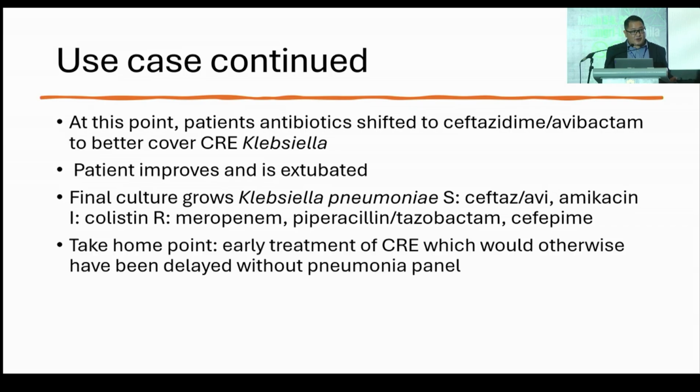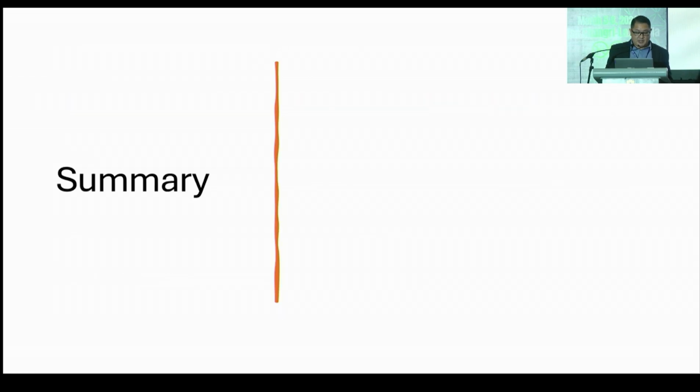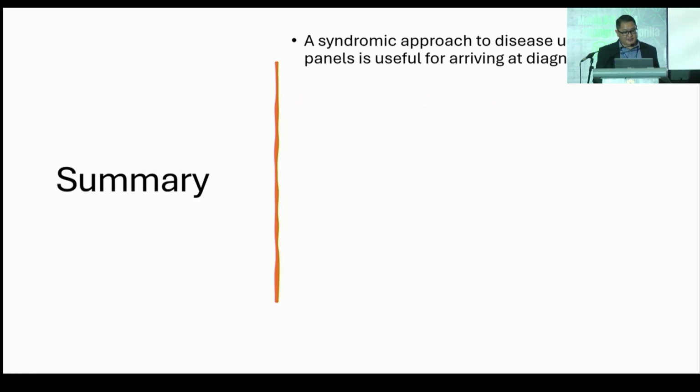And so the take-home point here, we had early treatment of CRE, which would otherwise have been delayed without the pneumonia panel. And if this was NDM, then we would have had to add aztreonam also. So this is kind of the future when we start to see patients who have carbapenem-resistant Enterobacteriaceae, particularly Klebsiella.